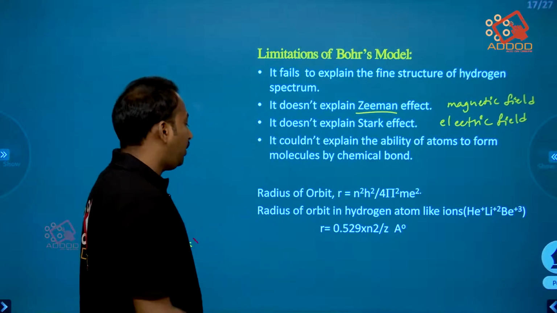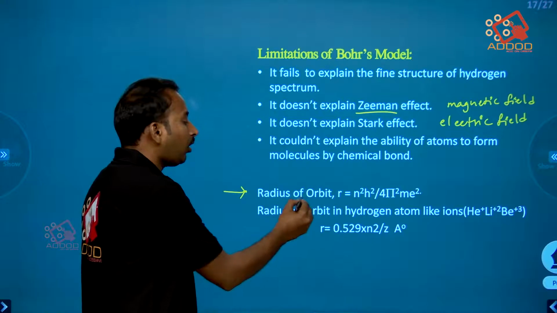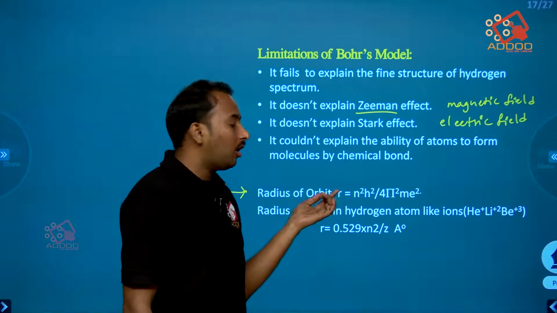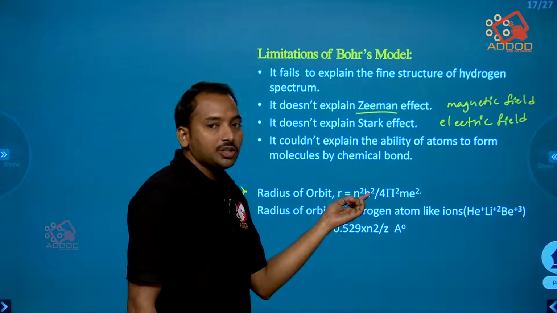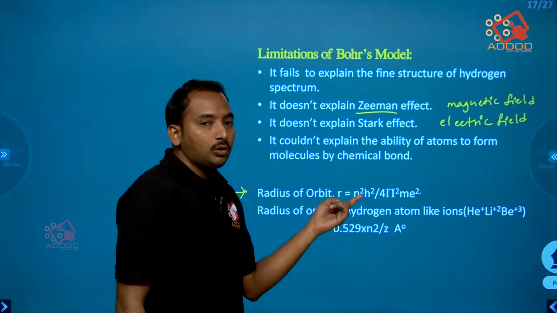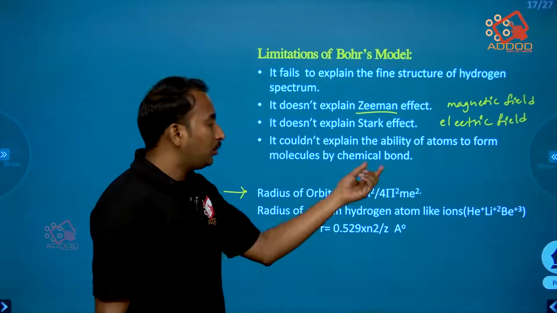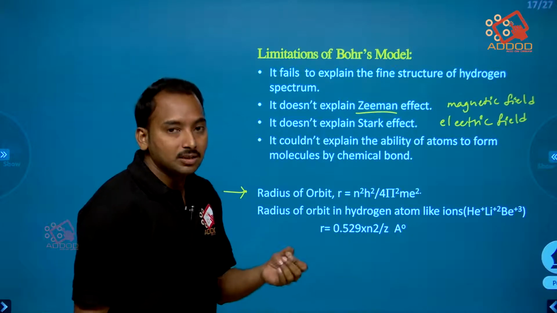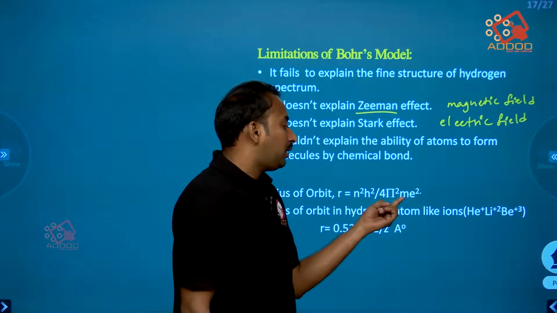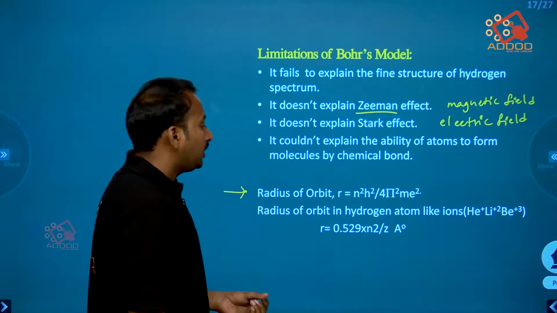And next, go to the radius of the orbit. So we can calculate the radius. r is equal to n square h square by 4 pi square m e square. So h is Planck's constant. Already we know its two values in the SI system and CGS units. And next, 4 pi square, and m is the mass of the electron, e is the charge.